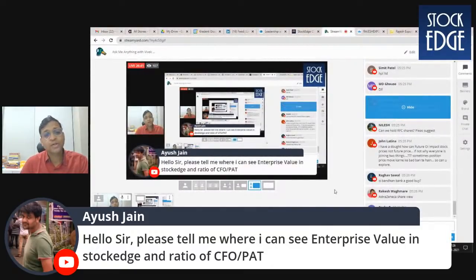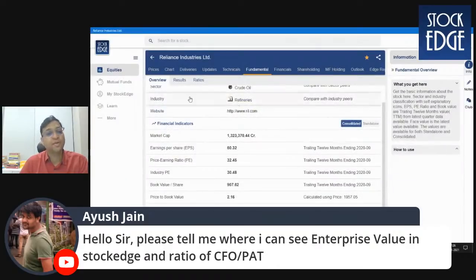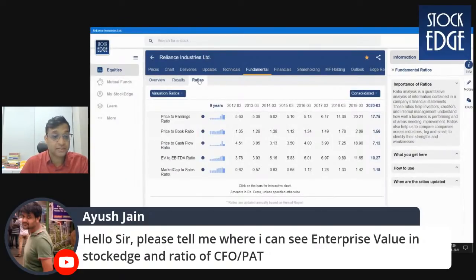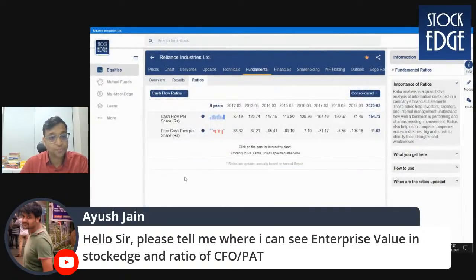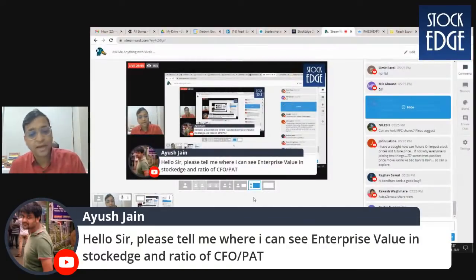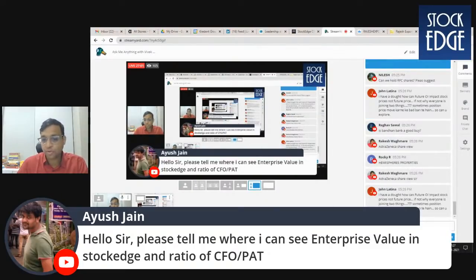Your second question was cash from operations divided by PAT, which is very, very interesting. For that, we need to go to cash flow ratio. Right now we have cash flow per share and free cash flow per share. We don't have cash flow by PAT. So I've taken both these feedbacks, Ayush, and I'll definitely ask my team to incorporate them.